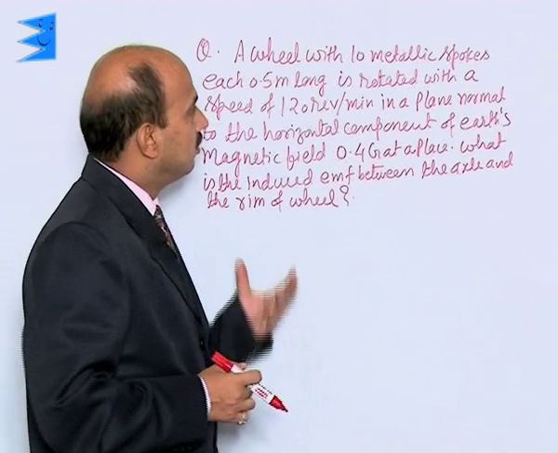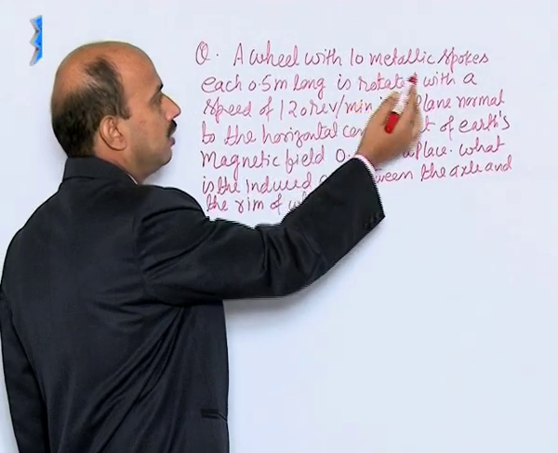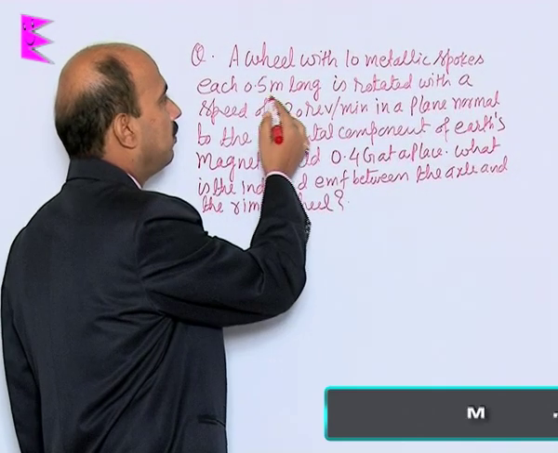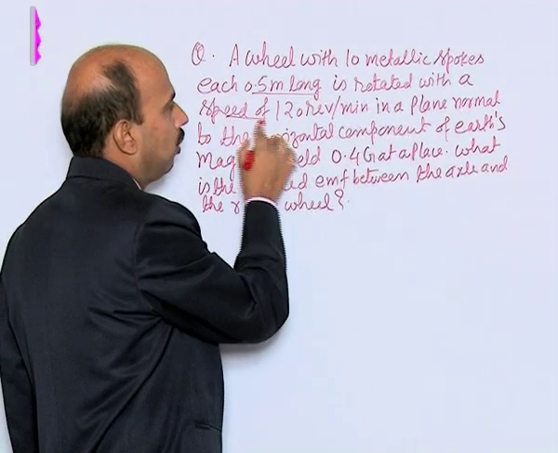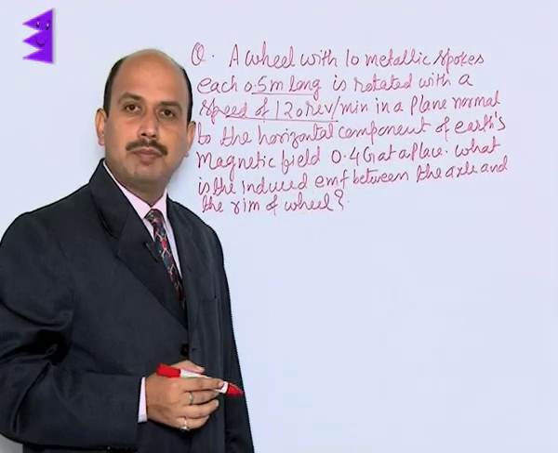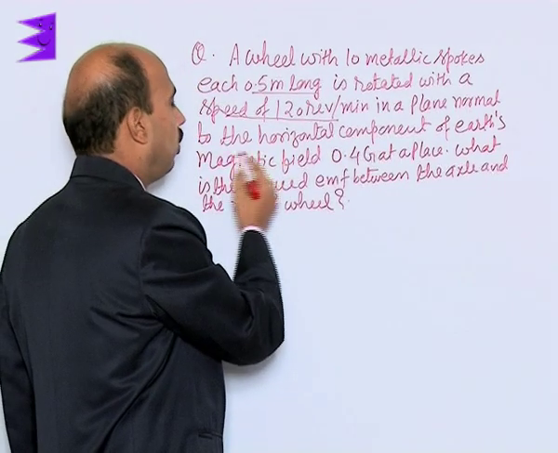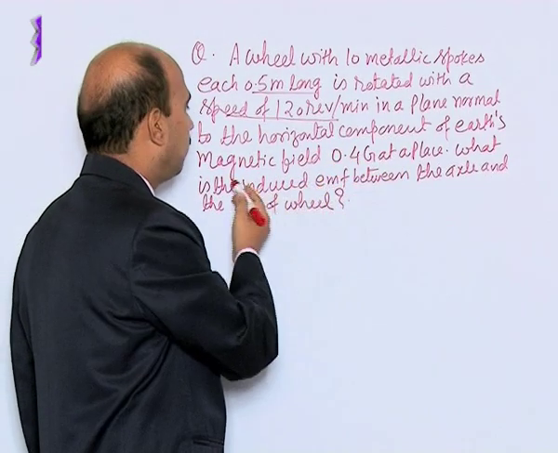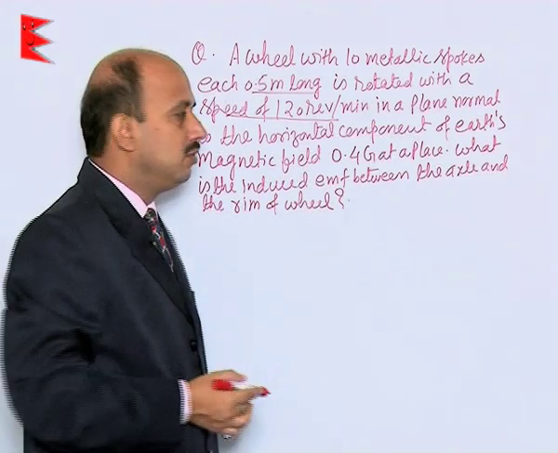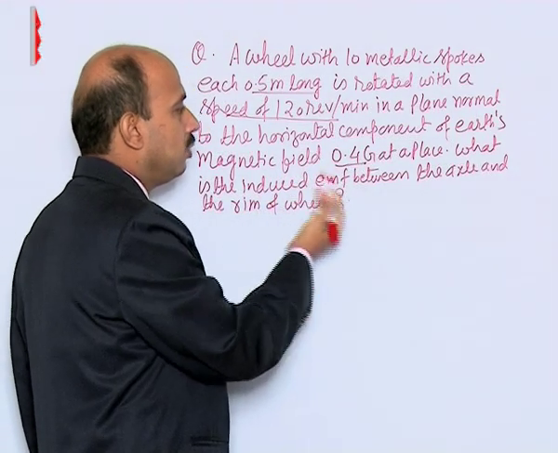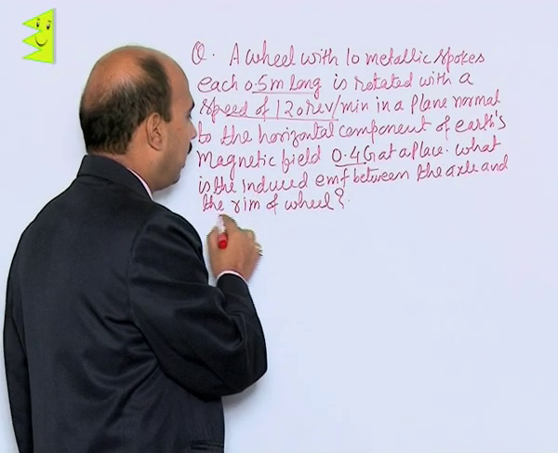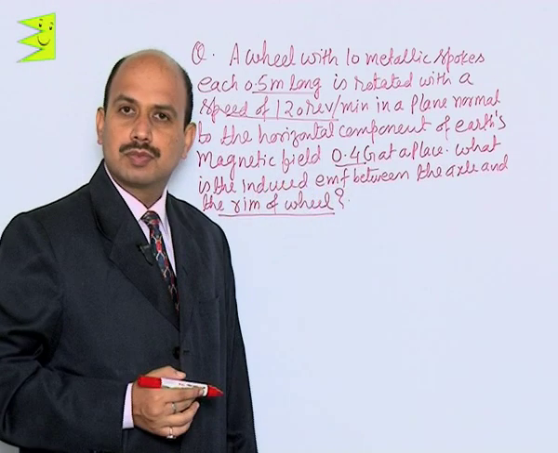Now, see this example: a wheel with 10 metallic spokes, each 0.5 meter long, is rotated with a speed of 120 revolutions per minute in a plane normal to the horizontal component of Earth's magnetic field, that is 0.4 Gauss at a place. What is the induced EMF between the axle and the rim of the wheel?